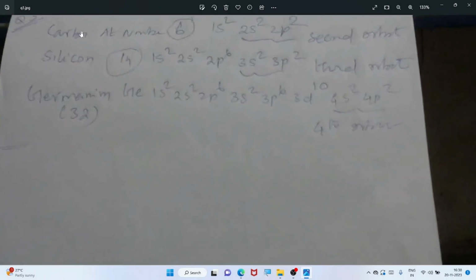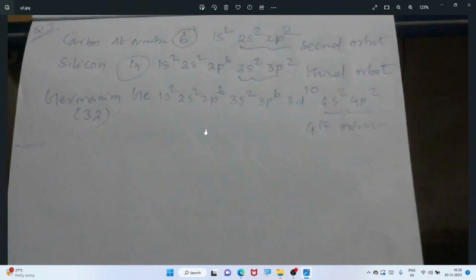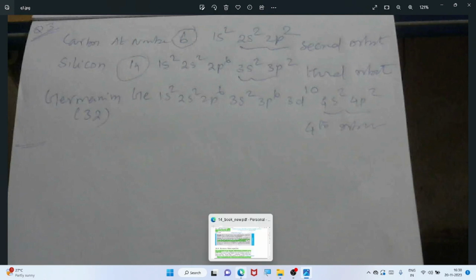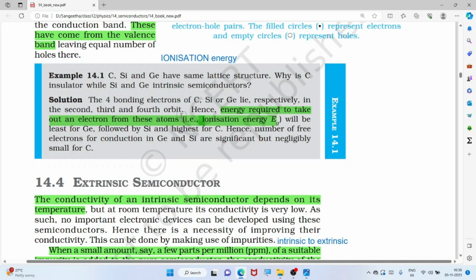See here, this is for carbon 12, which is in the second orbit. It has 4 valence electrons. Silicon is in the third orbit, whereas germanium is in the fourth orbit. They are in different orbits. Germanium has atomic number 32, silicon 14, carbon 6.